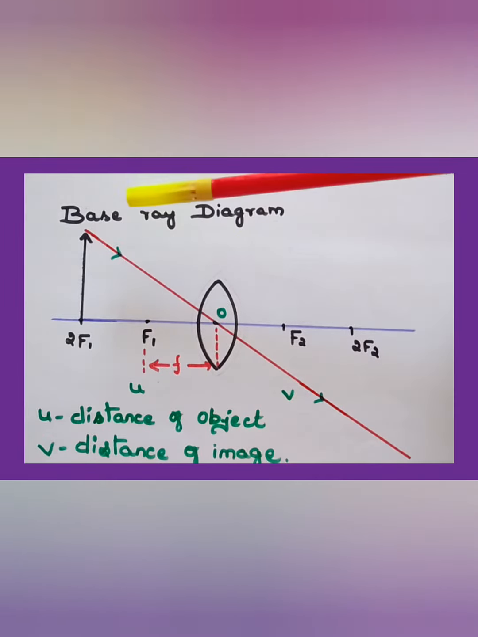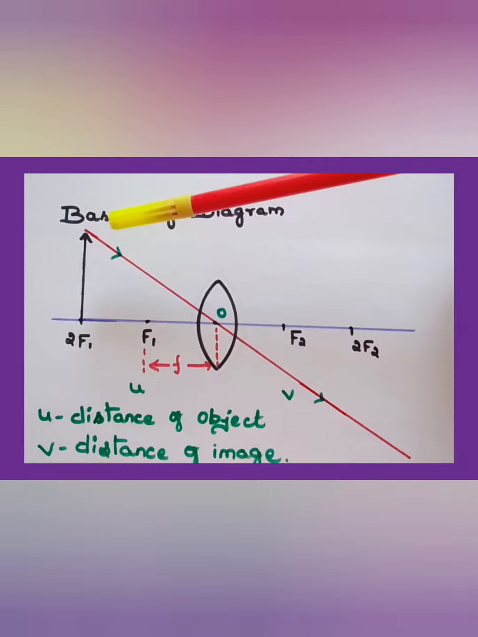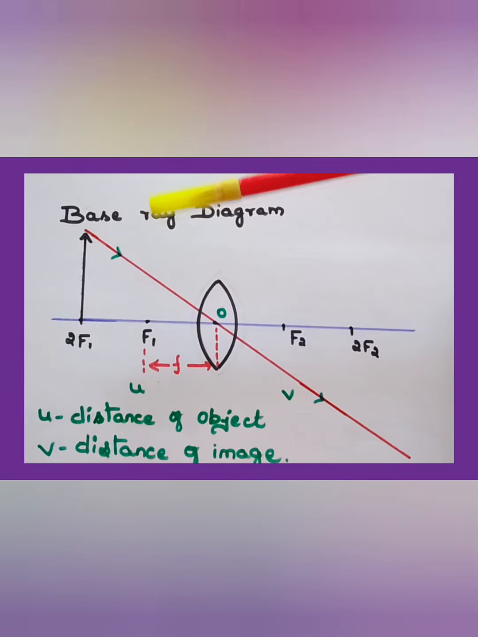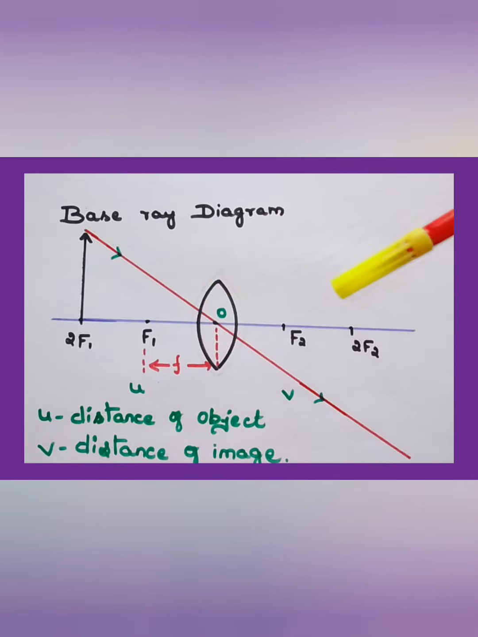If you take an object like this, remember the first ray should be from the tip of this object straight through the optical center. Okay, this is in case the object is between these points. Now if the object is at infinity, the diagram will be different. That we'll be discussing.